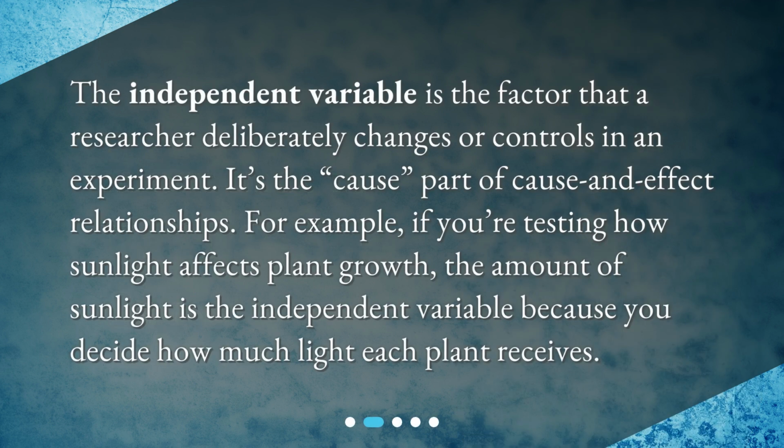The independent variable is the factor that a researcher deliberately changes or controls in an experiment. It's the cause part of cause and effect relationships. For example, if you're testing how sunlight affects plant growth, the amount of sunlight is the independent variable because you decide how much light each plant receives.